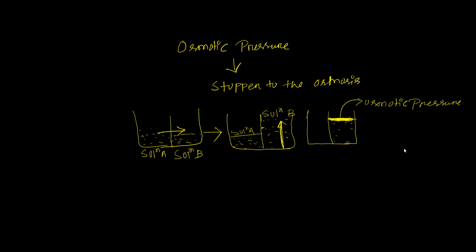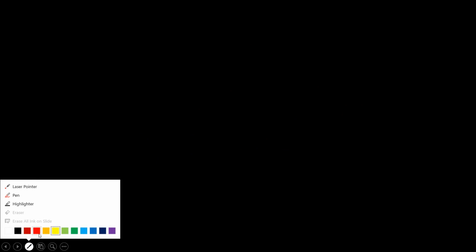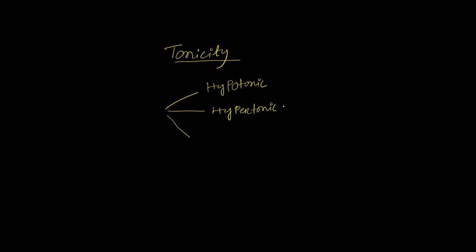Then we will talk about tonicity. Tonicity is basically of three types. One is hypotonic, second is hypertonic, and third is isotonic.